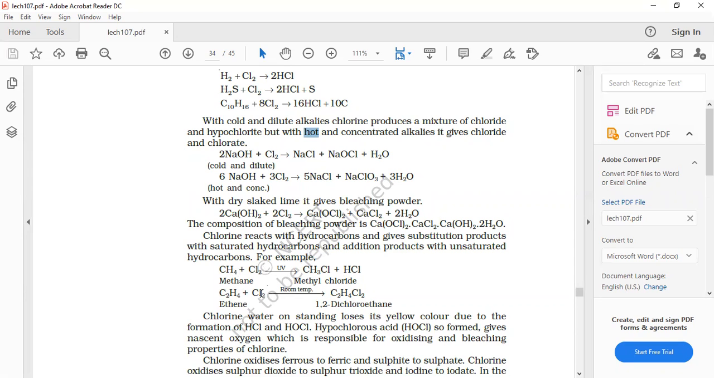When chlorine reacts with unsaturated hydrocarbon, double or triple bonded hydrocarbon, alkene or alkyne, it gives an addition product. Nothing is removed, only addition takes place. So with ethene, it forms 1,2-dichloroethane.